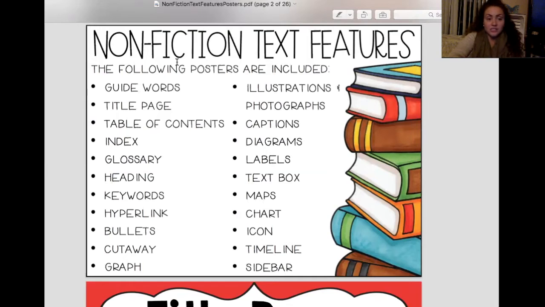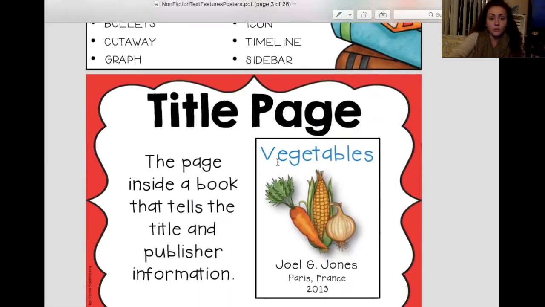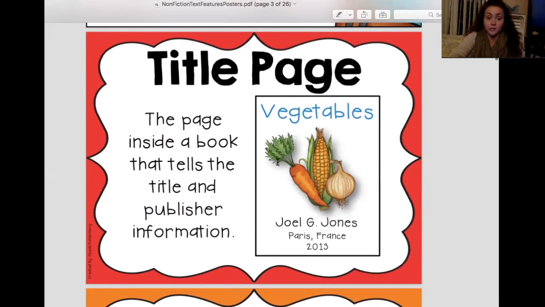So the nonfiction text features are as follows: guide words, title page, table of contents, index, glossary, heading, keywords, hyperlinks, bullets, cutaways, graphs, illustrations and photographs, captions, diagrams, labels, text box, maps, charts, icons, timelines, and sidebars. So we're going to go through these and I'm going to talk about why they are important and what they are. Okay, so first things first is the title page.